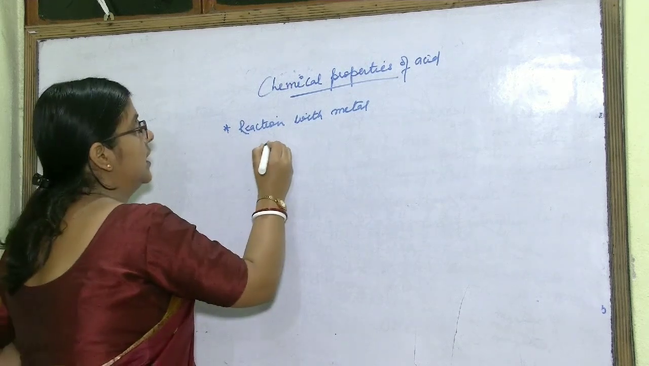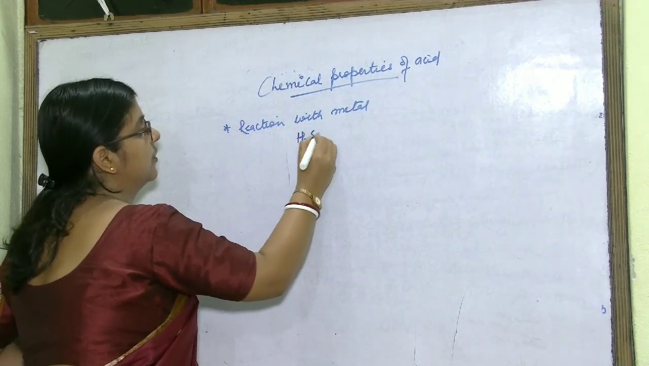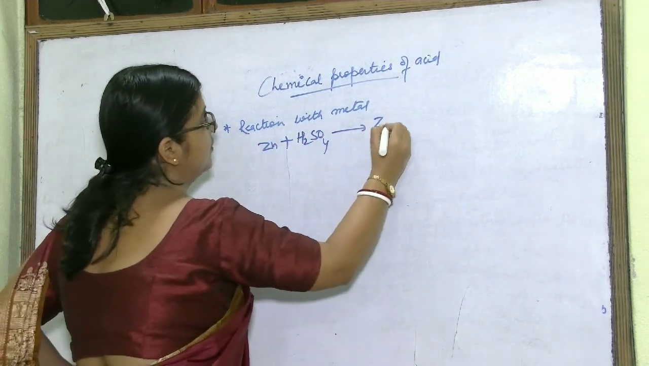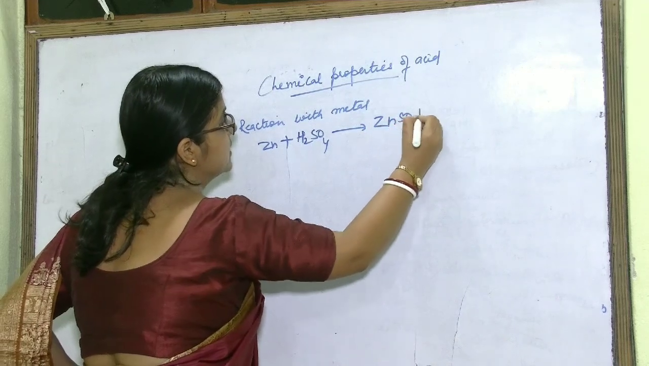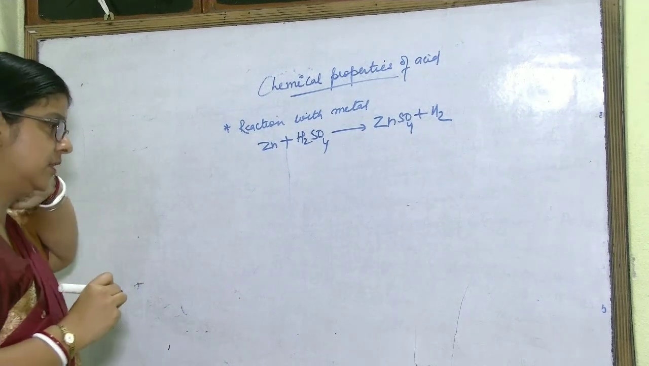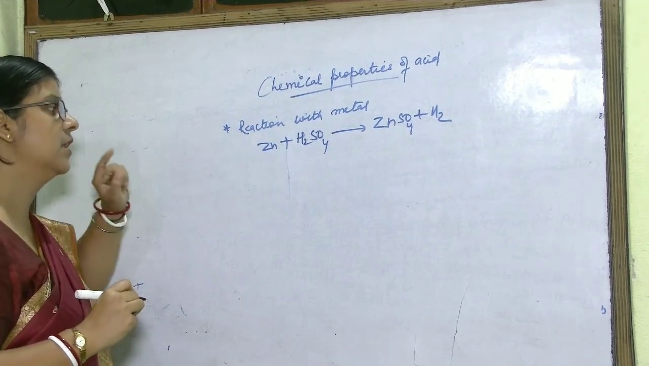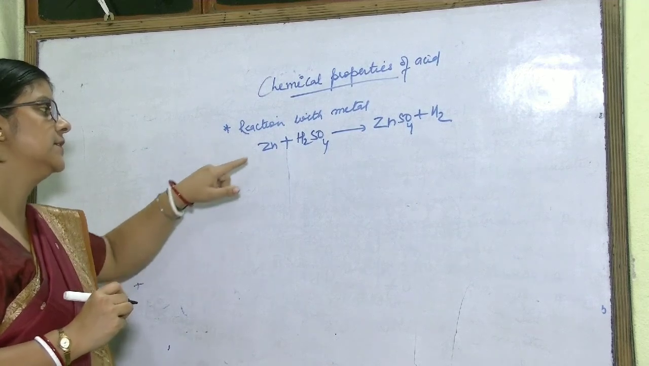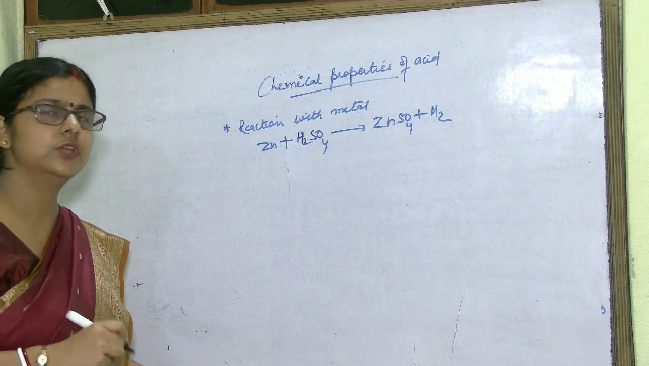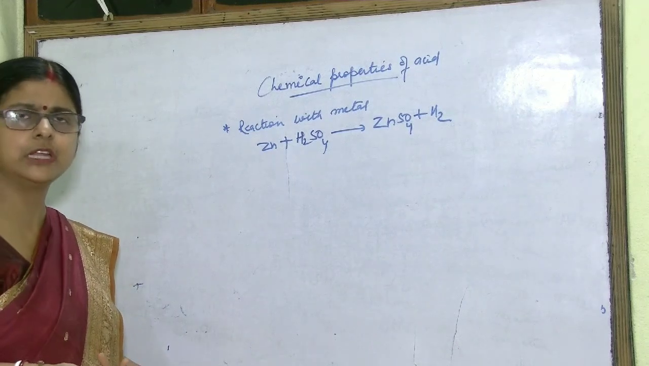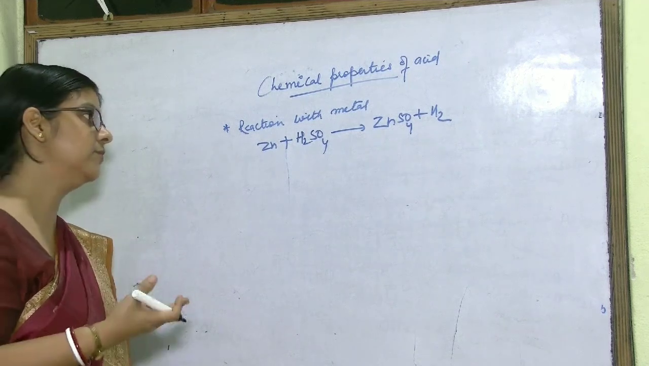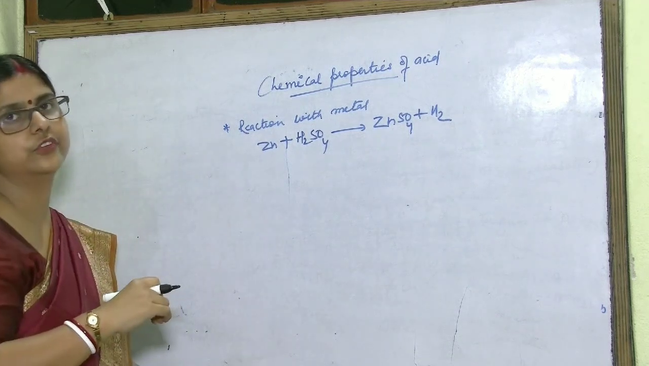So, if you are taking H2SO4 plus Zn, then what will be the product? It will be zinc sulfate plus hydrogen. So, first chemical reaction, that is reaction of acid with metal. Zinc reacts with H2SO4 to form ZnSO4 plus H2. You can take up any other example of any reactive metal and any other acid. It will give salt plus hydrogen.